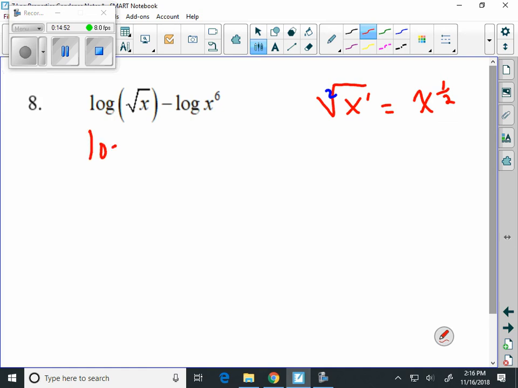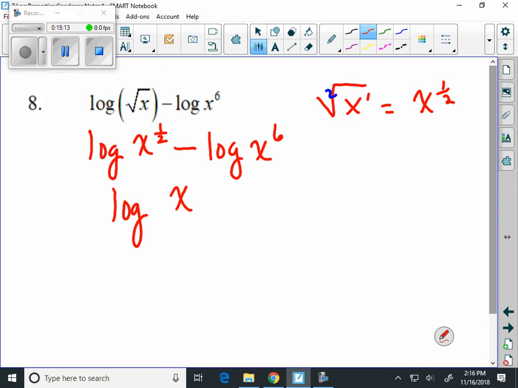This is log of x to the 1/2. And over here, you still have the log of x to the 6th, minus in this particular problem. So we're going to be using the quotient property. And what that says is we can turn this into one logarithm when we divide x to the 1/2 divided by x to the 6th. But remember, we've seen it on a couple of problems, example 1 and example 6 that stand out in my mind. Can we simplify any more?